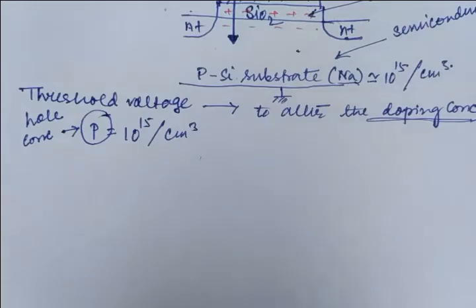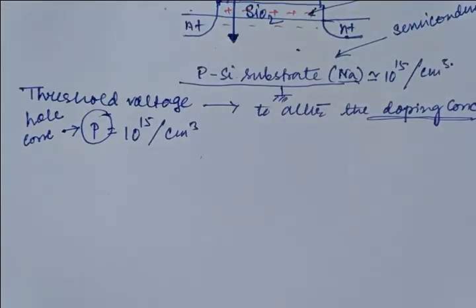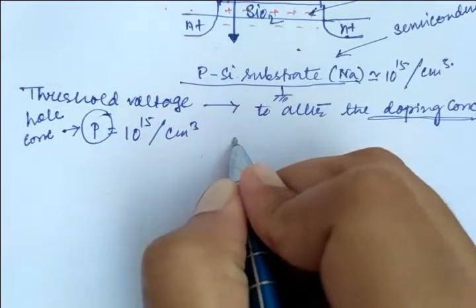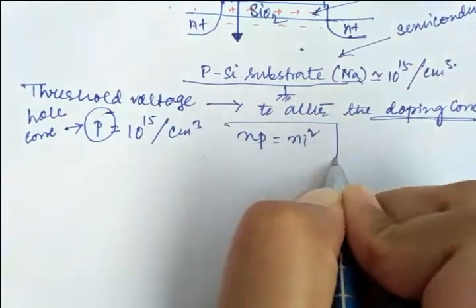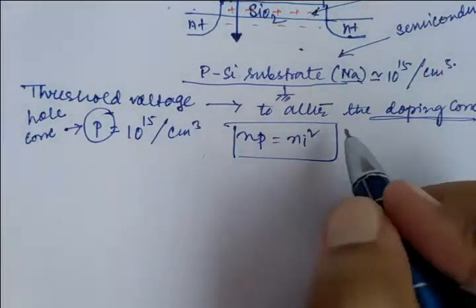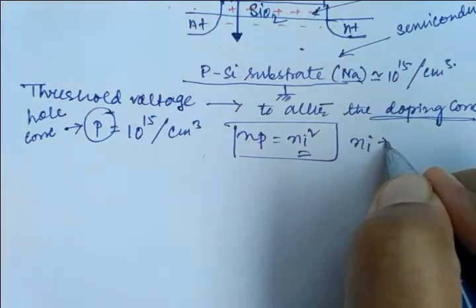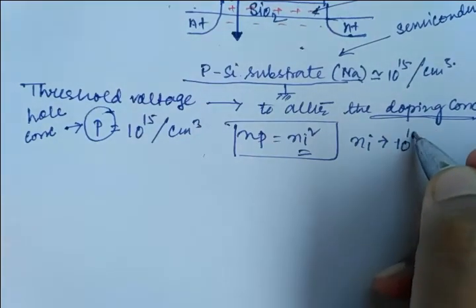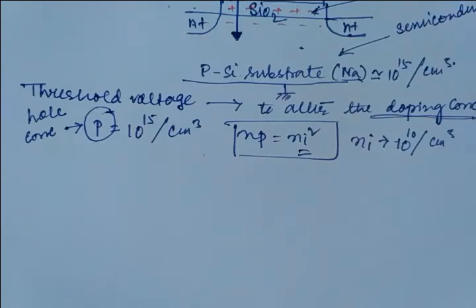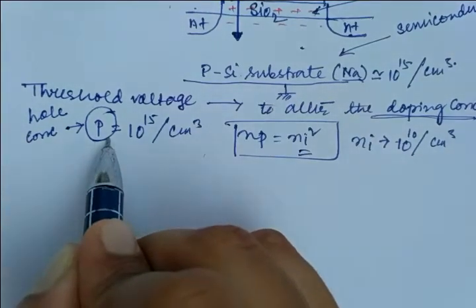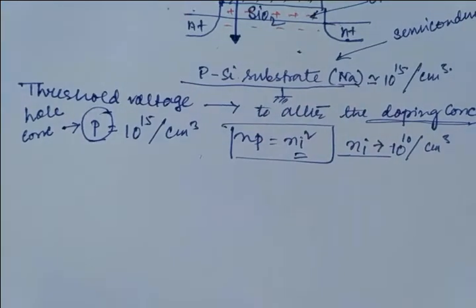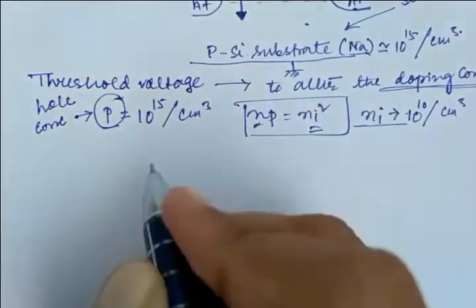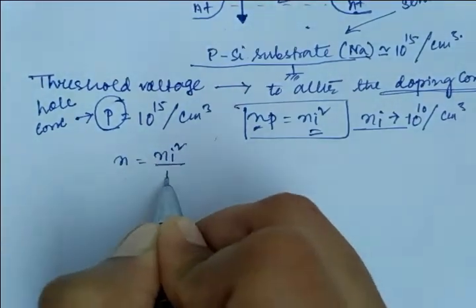So how can I calculate the amount of electron concentration? We will use the very basic, very old formula that you all know, that is NP equal to Ni square. And what is Ni? Ni is the intrinsic carrier concentration. And what is its value at room temperature? The value of Ni at room temperature is 10 to the power 10 per centimeter cube. So we know the value of hole concentration and the intrinsic carrier concentration, so in this way we can calculate the electron concentration N. N equals Ni square divided by P.